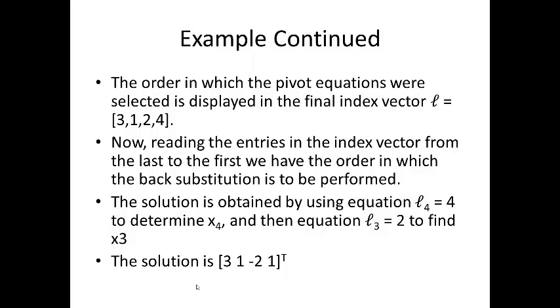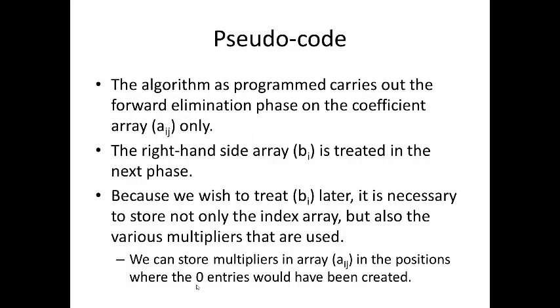So we'd start with equation 4. The solution is obtained by using equation L4 equal to 4 from that matrix to determine x4, and then we can use equation L3 equal to 2 to find x3. So in summary, our solution is x4 is 1, x3 is minus 2, x2 is 1, and x1 is 3. Now let's take a look at how we accomplish this in pseudocode.